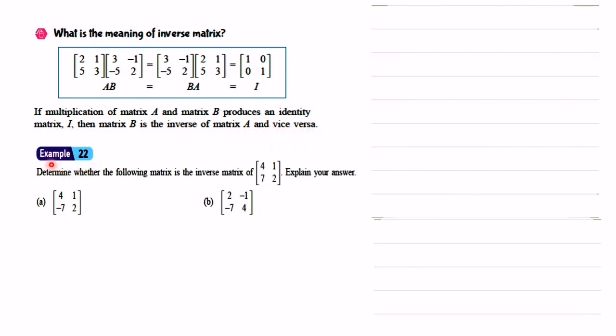To know further, let us look at example 22. Determine whether the following matrix is the inverse matrix of 4, 1, 7, 2. Explain your answer. Okay, first of all, we just multiply these two matrices. 4, 1, 7, 2 and 4, 1, negative 7, 2.